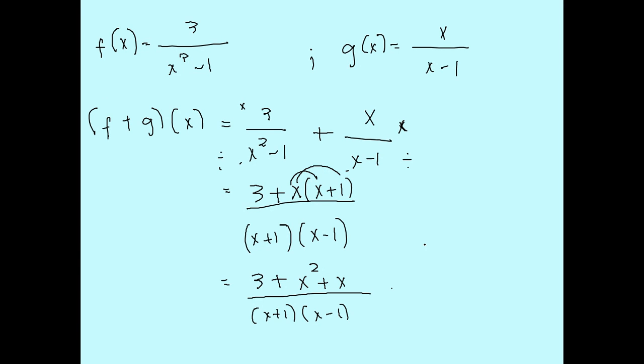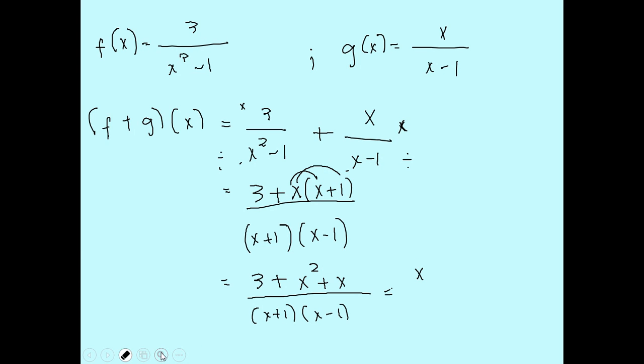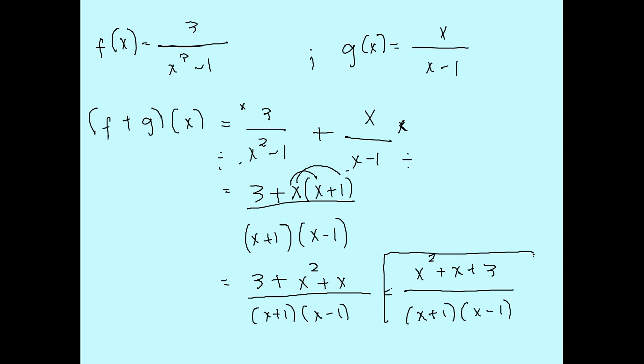Yun nga lang, sabi ni teacher kanina, we need to arrange our answer in descending order. Okay? So, uunahin muna natin isulat si pinakamataas na exponent, pababa po. Okay? So, we have here x squared. Yun po yung susulat natin sa unahan. And then, plus x plus 3 all over x plus 1, x minus 1. Okay? So, ito na po yung final answer po natin on this example.